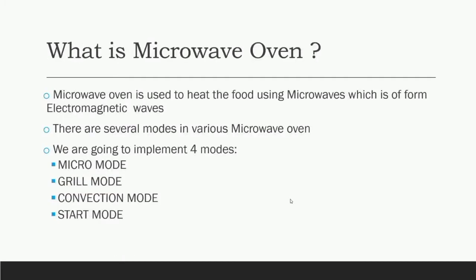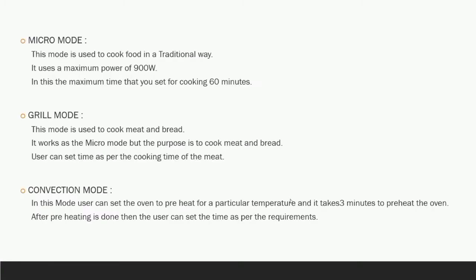What is a microwave oven? A microwave oven is used to heat food using microwaves, which are a form of electromagnetic waves. There are several modes in various microwave ovens. We are going to implement four modes: micro mode, grill mode, convection mode, and start mode.